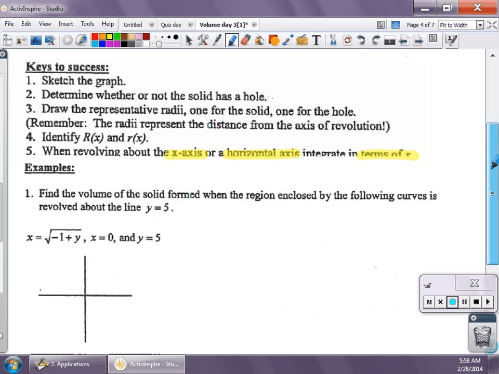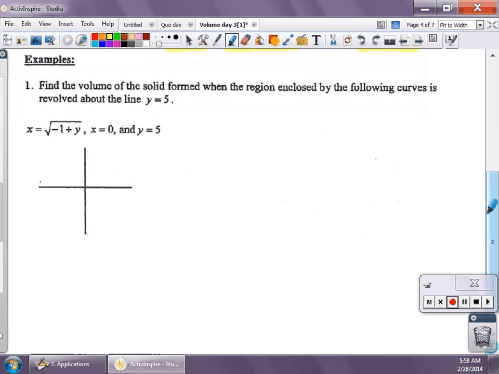All right, let's take a look at the first example. And let's read carefully. We're finding the volume. We're going to form a solid. We're going to revolve, so we know that that's going to make circles, but this time we're going to revolve around the line y equal to 5. We're not going to revolve around the x or the y axis. All right, so first of all, I noticed that my equation, or my function, it may turn out to be a function, is not in terms of x. So the first thing I'm going to do is get that equation in terms of x.